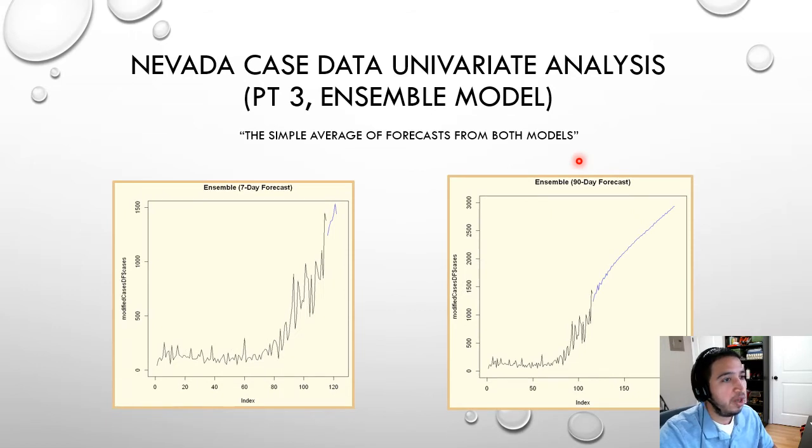So part 3 was just an ensemble model. Essentially, it was just a simple average of the forecasts from both models, and that is what you see within the 2 images below.